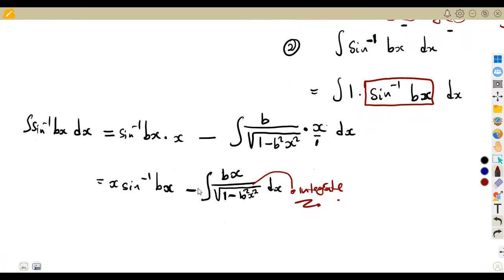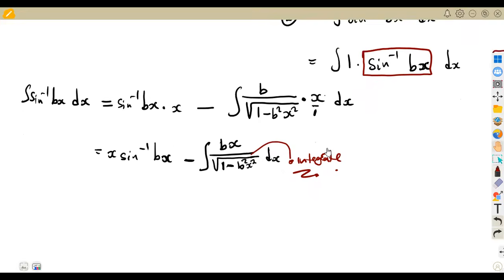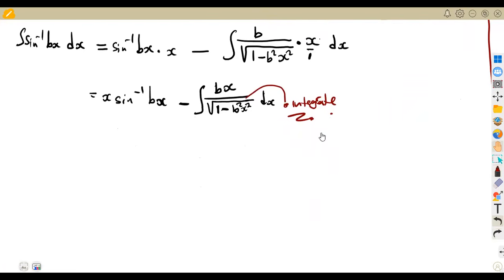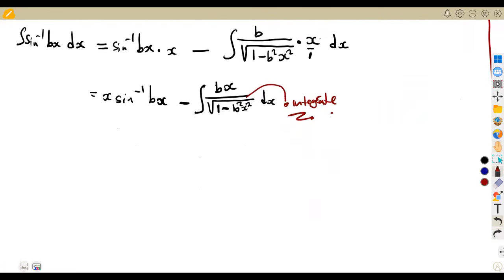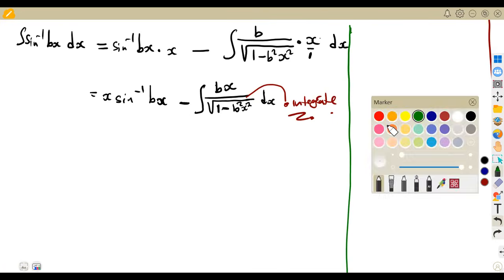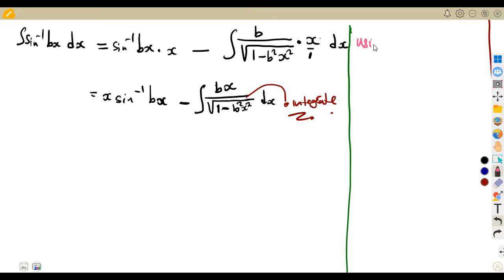Let's think of substitution method. All right, so how can we integrate now? It's up to us. And like I said, let us think of substitution method. So thinking along these lines of our substitution method, let me just work here using substitution method. This is what you're going to have here.